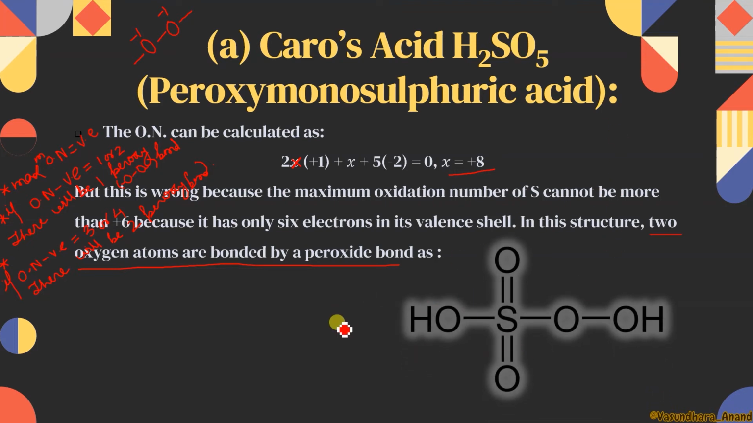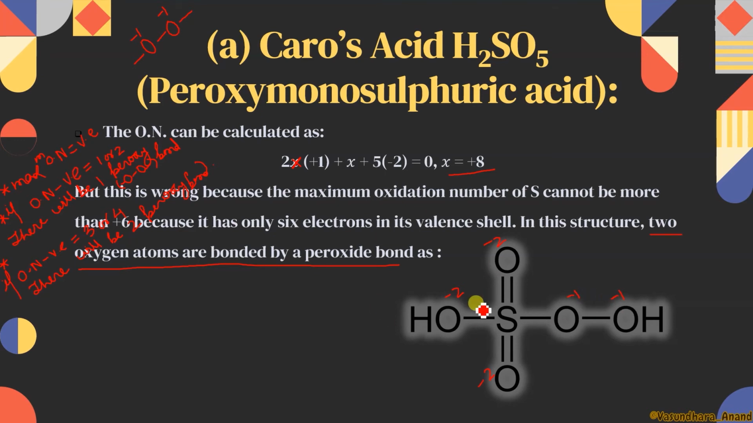This is the structure. So see, this sulfur, this oxygen, this oxygen, this oxygen. This is -2. Here also it is -2. Here also it is -2. But this one is peroxide. Why? Because there is an O-O bond over here, isn't it? So this will be -1 and -1.